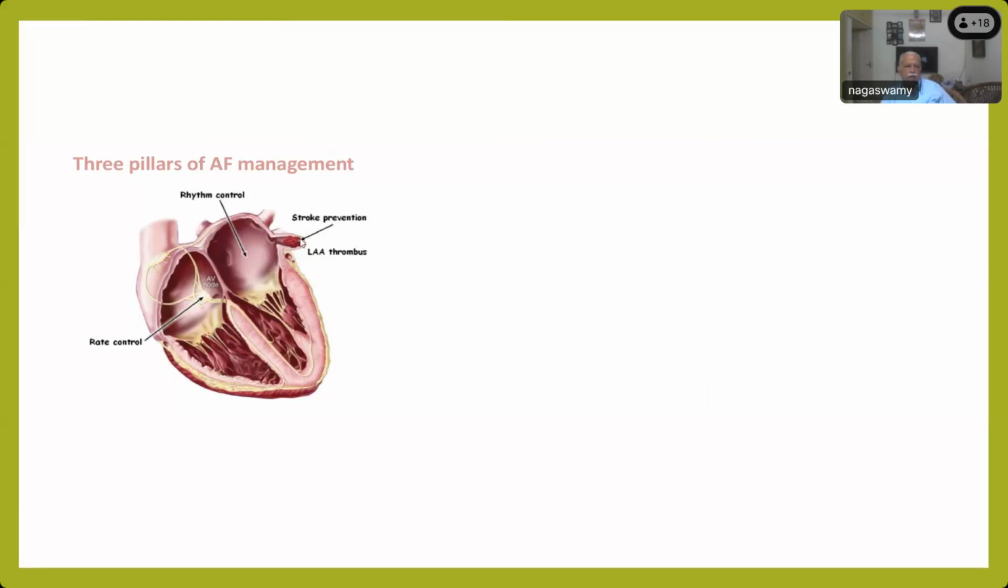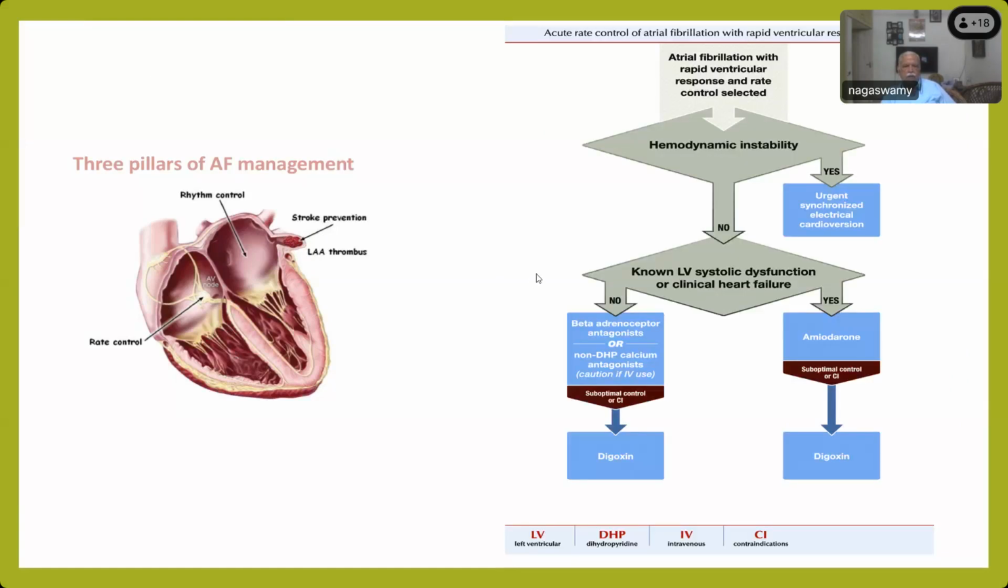So you can see this is the left atrial appendage. So this portion, even in normal health, is the least contractile portion. So stasis occurs more here, and that is the reason why the thrombus generates there. And this is the management of how you do the reversal to sinus rhythm.